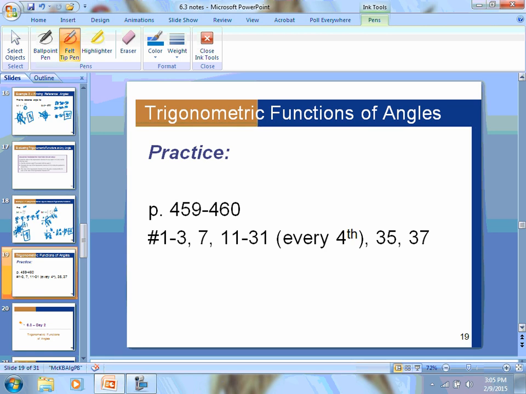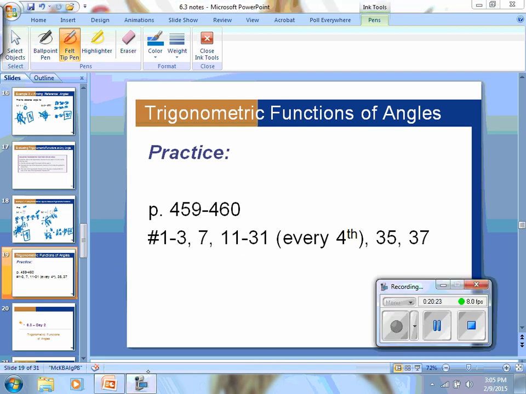So again, work through these problems. Notice that for 11 through 31, you're just doing every fourth problem. So do 11 and then skip 12, 13, and 14. Do 15 and then skip the next three, and so on and so on. Okay? The odd problems are in the back of the book. The odds and the evens are worked out in the binder in the classroom. And if you have any questions, come on in and see me before school.